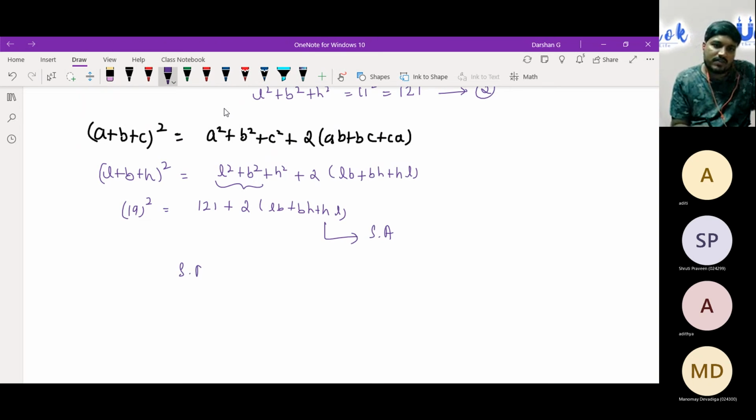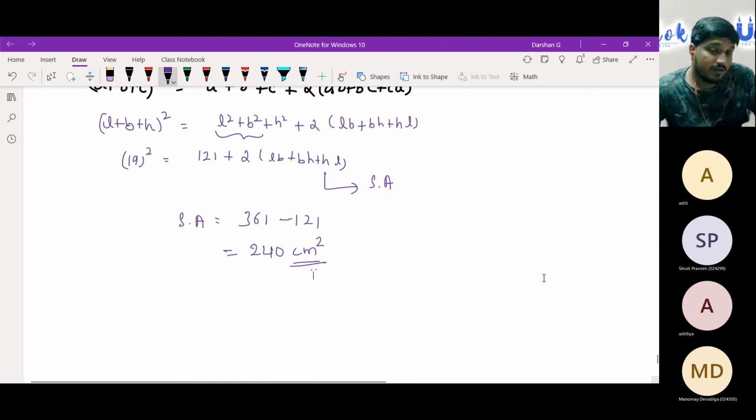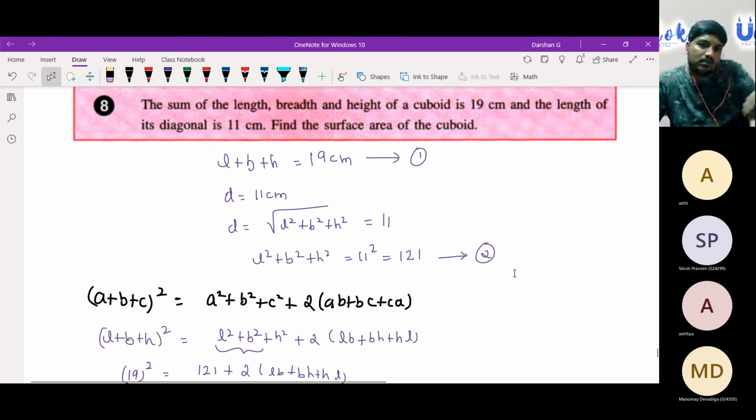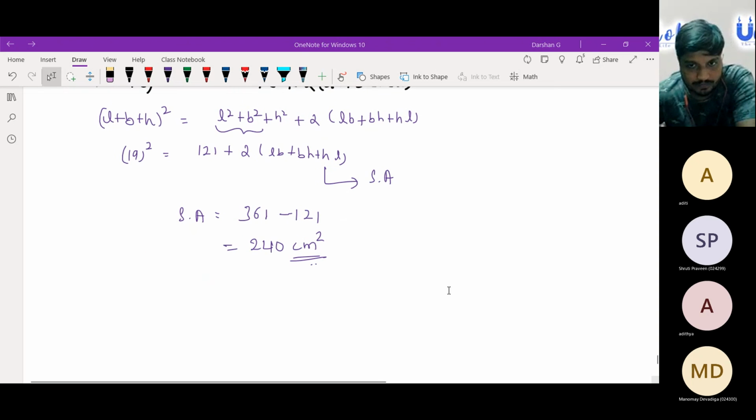So surface area equals 19 square. What is 19 square, guys? 361 minus 121. The answer would come up to be 240 centimeter square. So because this formula is involved, again, this also becomes a very, very important question for your examinations.